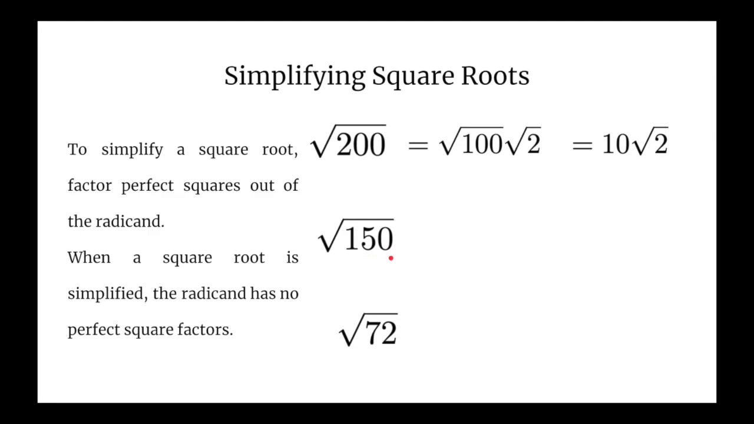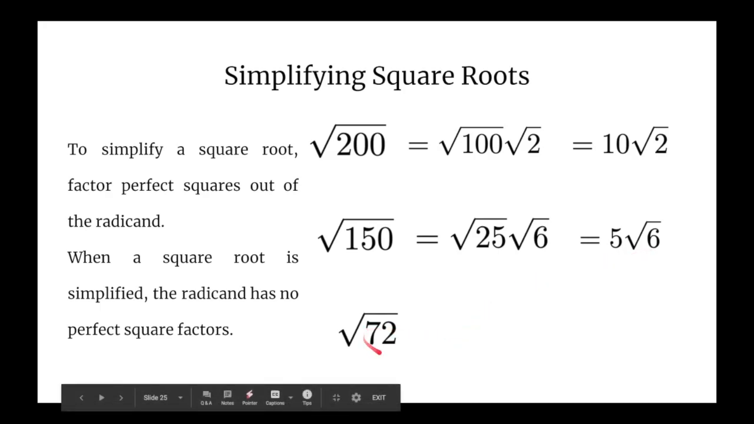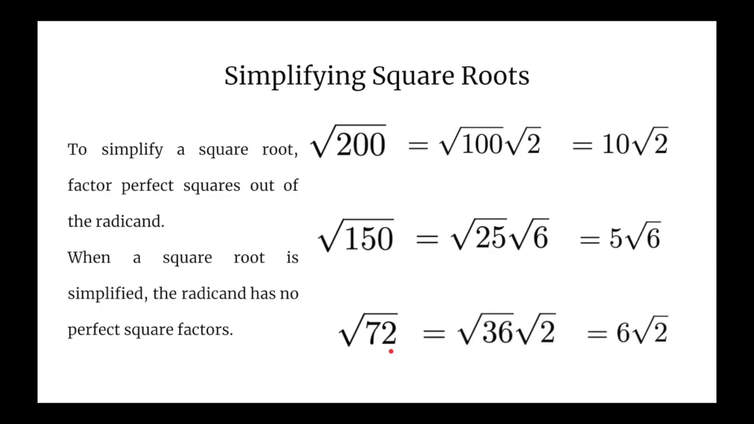The square root of 150, we can simplify that by factoring 150 as 25 multiplied by 6. So that gives us 5 root 6 because the square root of 25 is 5. And now we have a simplified radical. The square root of 72, well, 72 has a perfect square factor of 36, so we can rewrite that as the square root of 36 multiplied by the square root of 2. So we get 6 root 2.